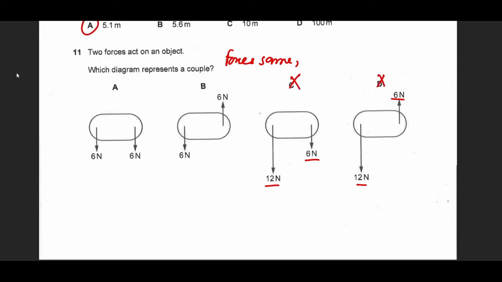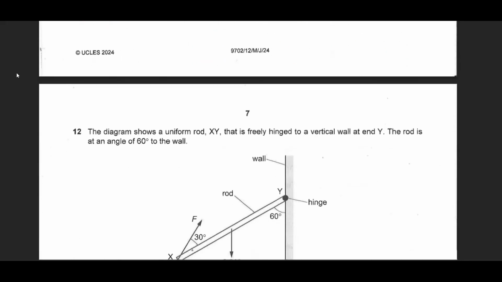The second idea is that they should be anti-parallel. Anti-parallel means they should be acting in opposite directions to cause a circular motion, or to cause a rotation. Option A gets cancelled out because these forces are acting in the same direction rather than being anti-parallel. So option B is the right answer because they're acting anti-parallel to each other and they have a perpendicular distance between themselves. This is the closest definition to a couple.